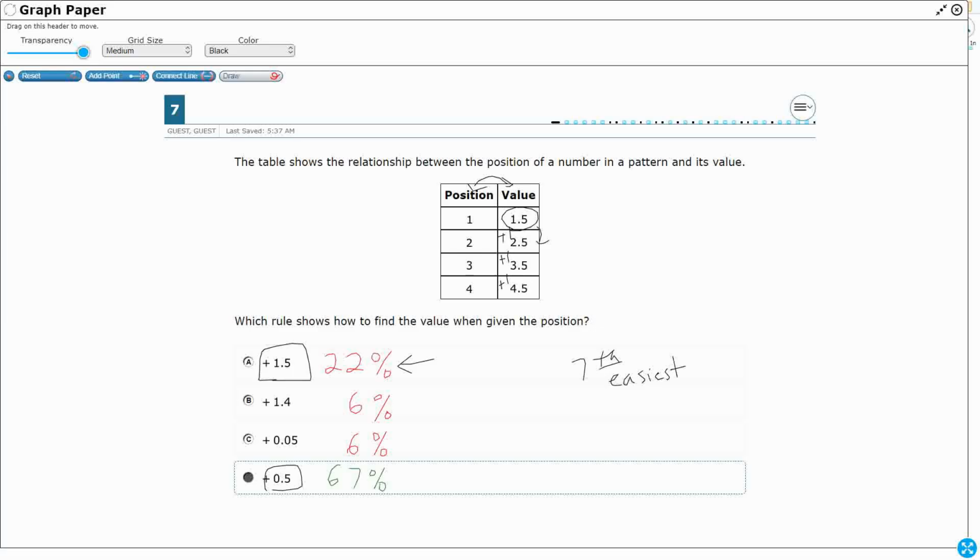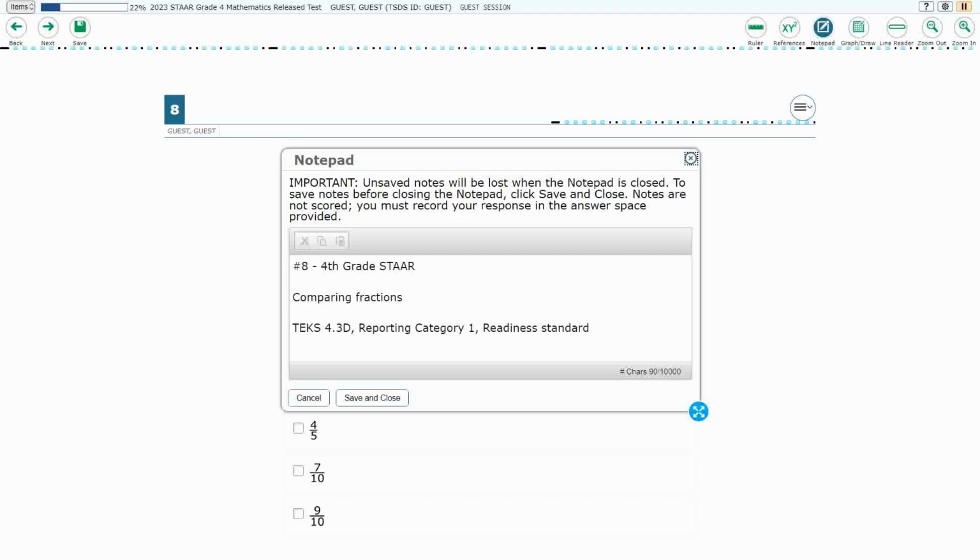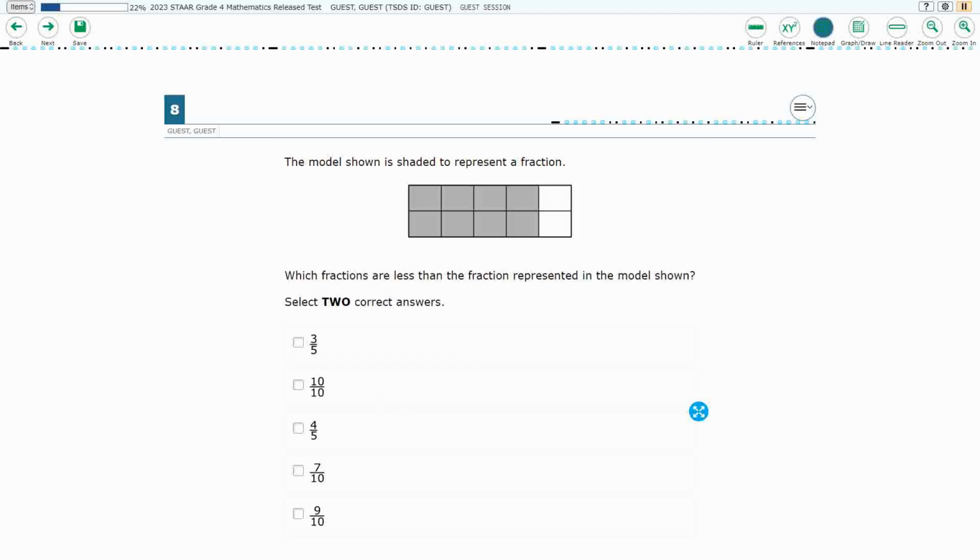But that means that there's a good chunk of these students that still need help understanding what are they supposed to do when they are given a table and they're supposed to find the relationship between the position and its value. For number 8, we are comparing fractions. This is TEKS 4.3D, a readiness standard in reporting category 1.